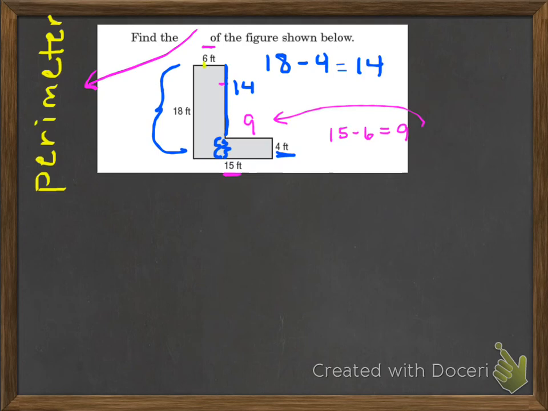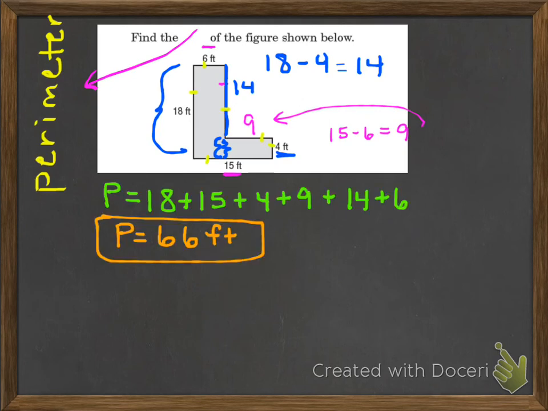We have this one done, this one, this one, this one, this one, and this one. Perfect. So now we can add them all up. Okay, so now you see that the perimeter is going to be equal to 66 feet, and that's just after we added all of our sides together.